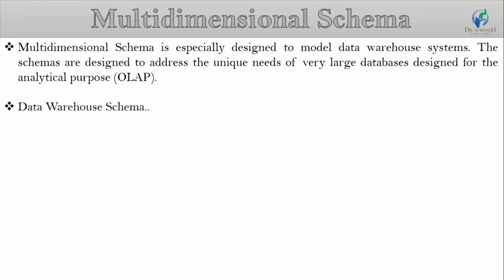So three types of multidimensional schemas, each having its unique advantage. So these schemas are, first one is star schema, second is snowflake schema, and third is galaxy schema. Now I explain these schemas in detail. So first one is star schema.